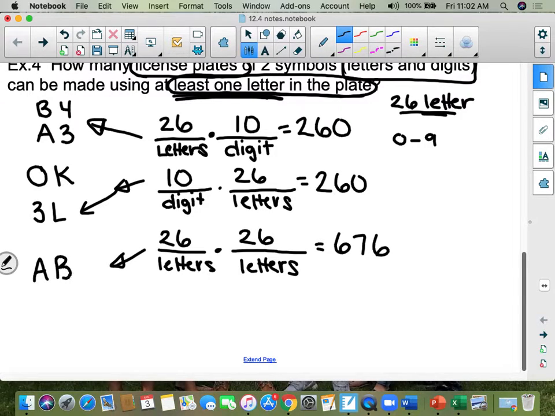So here's another way you could write a license plate. AB. You could also write it as BA if you really wanted to. You could write it as SL. You could write it as TB. I don't want to list them all, but there's 676.